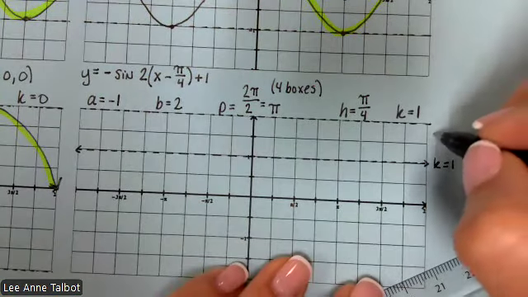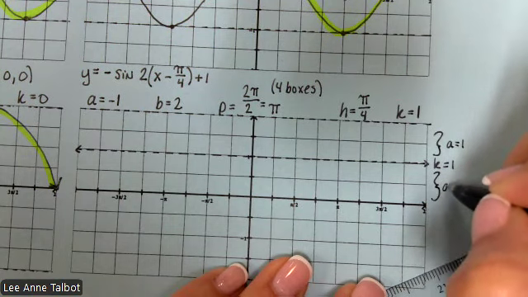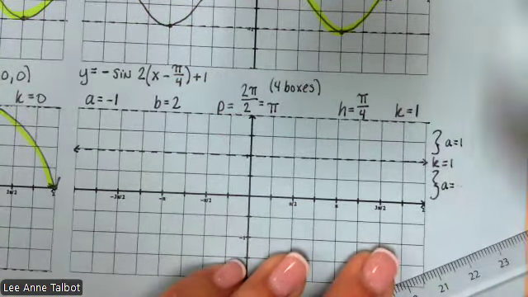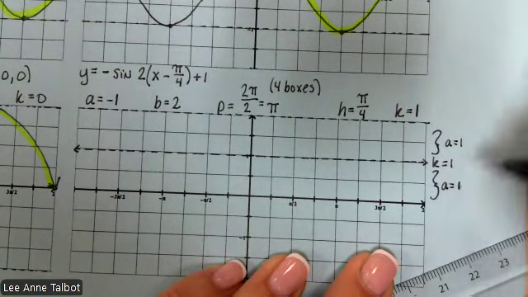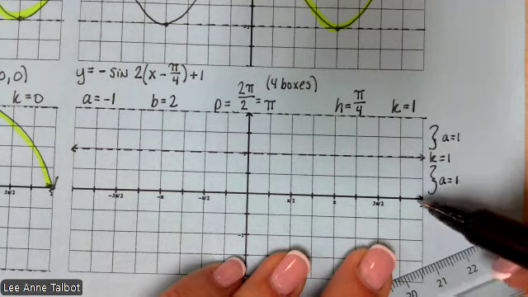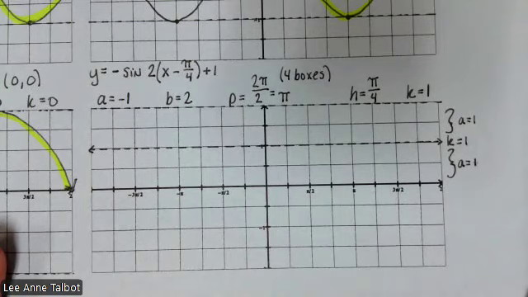Over here, I'm just going to make a notation that I graphed up 1 and down 1. And you're just going to ignore the sign for the moment.